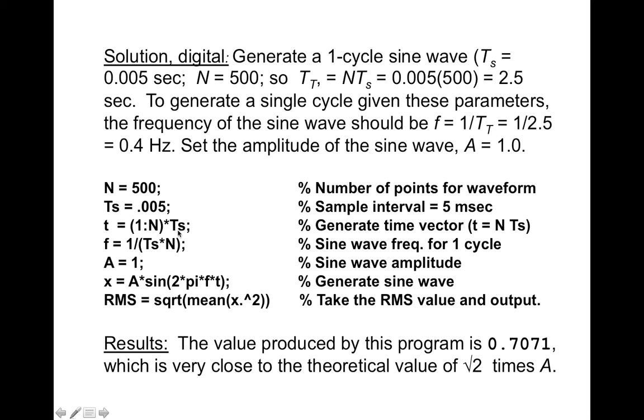You have to set up a time array. Time runs from 1 to n, and then you multiply that by the sampling time so that you get that in seconds. Then you use the RMS formula, basically by taking the mean of x squared and taking the square root of that.